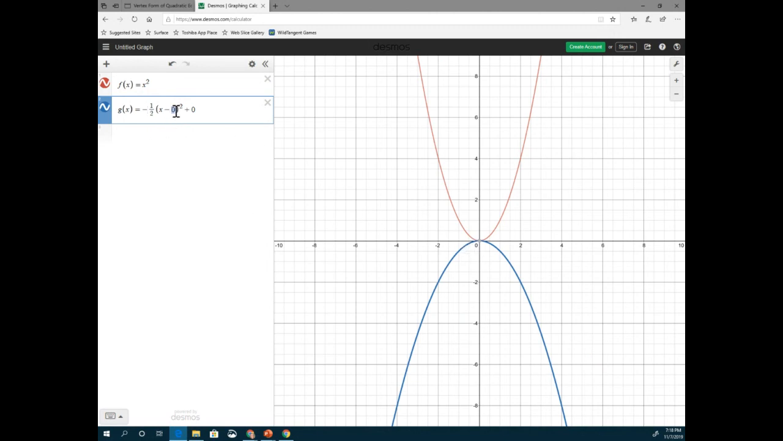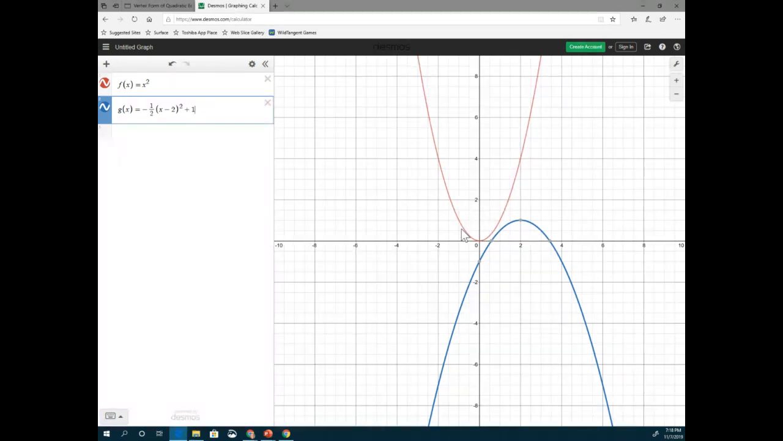Then we have a horizontal shift 2 to the right. So that x minus 2, you can see when I put that in, it moves to the right by 2 places. And then when I add 1 to it, it moves up 1 place. So that's what we mean by transformations. We're taking what we originally had and doing things to it to move it around, put it upside down, kind of transform it into a different shape or in a different area of the graph. So our parent function is in red, and the blue is the transformed function.